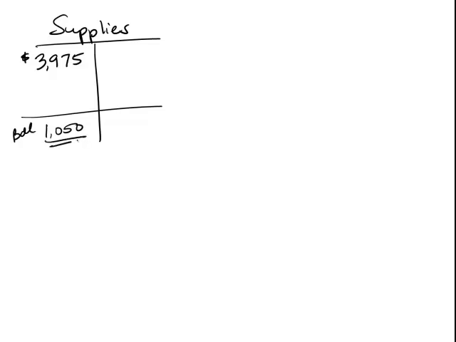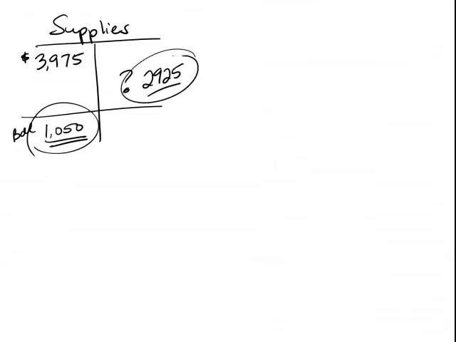The T account for supplies balance is $3,975, and that is a debit balance because that is the normal balance of supplies. We need the balance to be $1,050 because that's what is on hand. How do we get there? Well, in order to reduce the supplies account, we credit that account, and we need to credit $29.25 from the supplies account to make the balance equal what we actually have on hand.